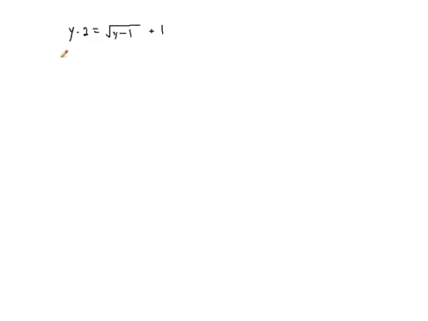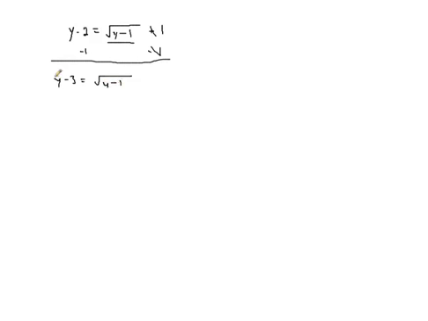Okay, here's a radical question, and we'll start right away. So the first step is we'll try to isolate this radical term on one side. So first of all, we're going to get rid of that 1 by subtracting 1 on both sides, which will give us y minus 3 is equal to the square root of x minus 1.